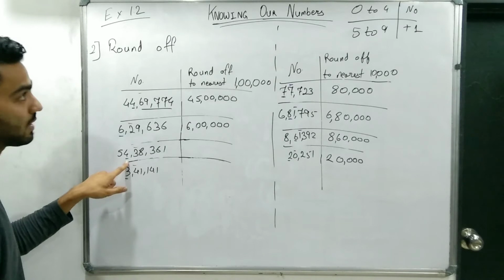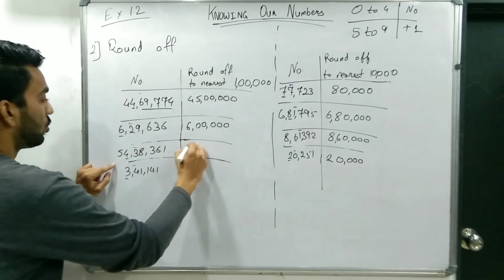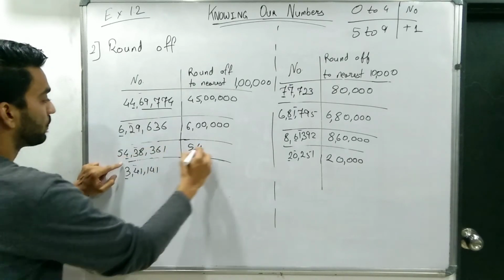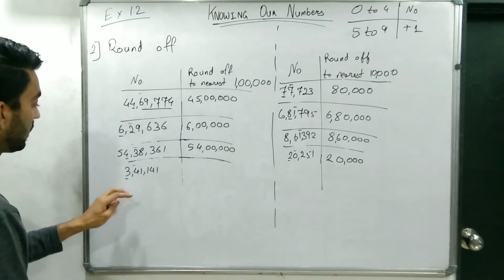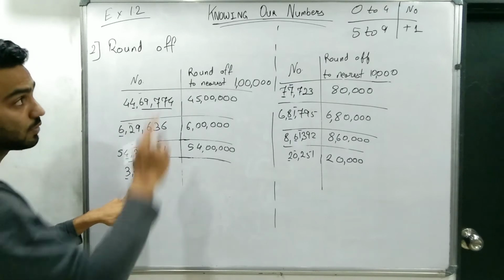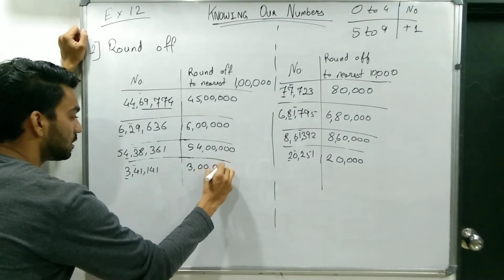Next, 54. 4 is at the lakhs place, and the 10,000s place is 3, which is in the first group. So 54, no change here because this is in the first group, and the rest of the digits will become 0. Next, 3 is in the lakhs place. This is the 10,000s place, which is in the first group.